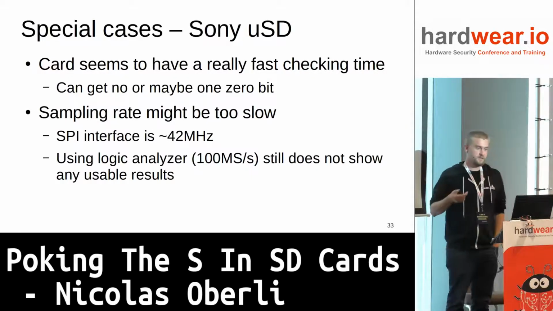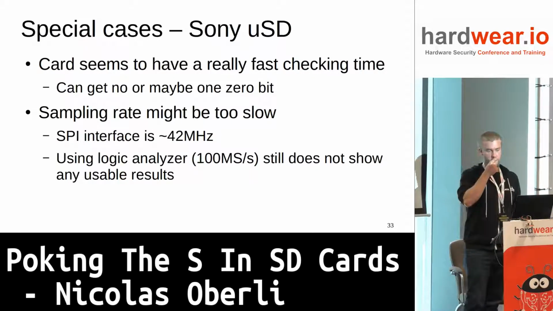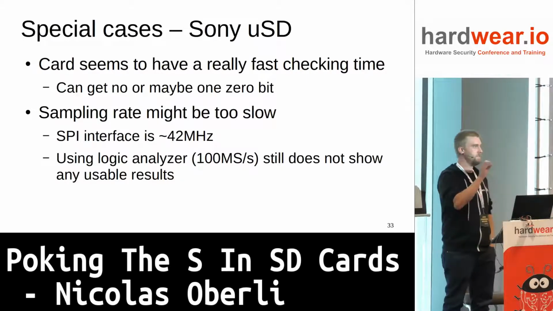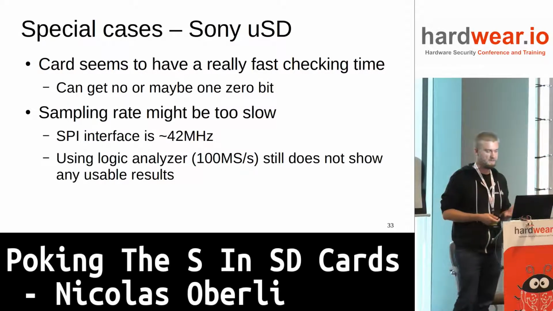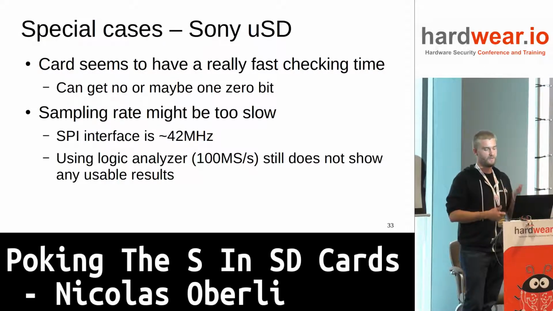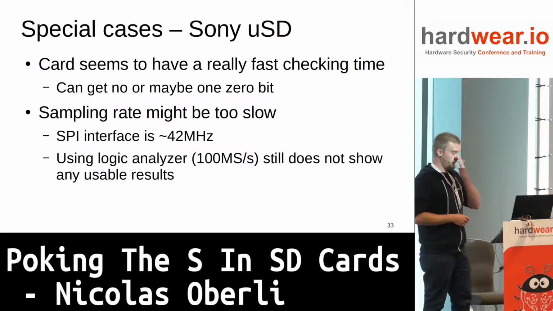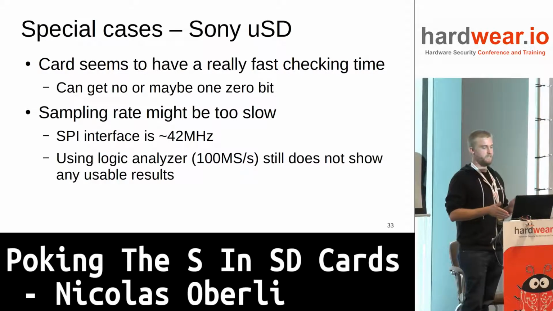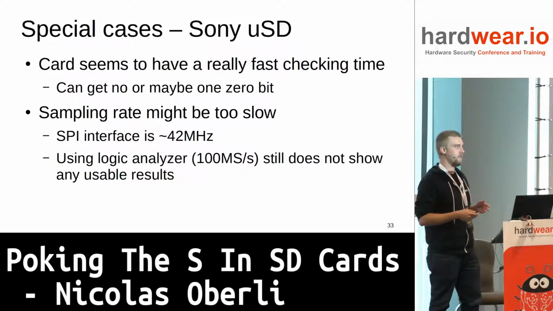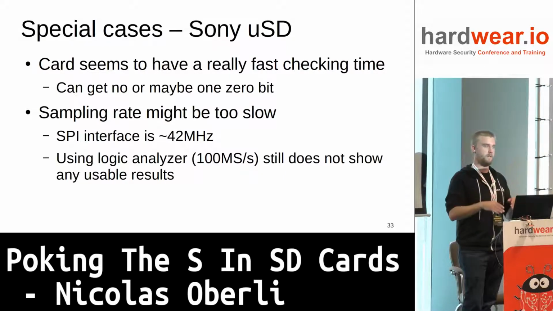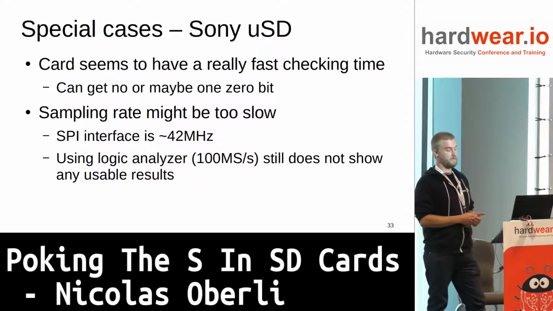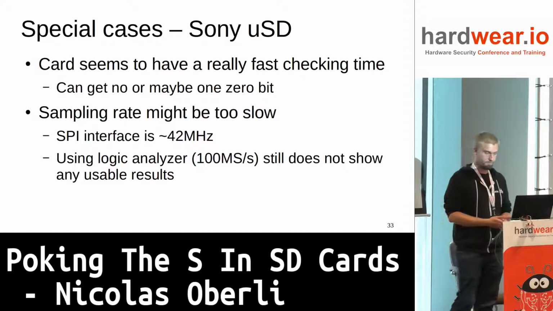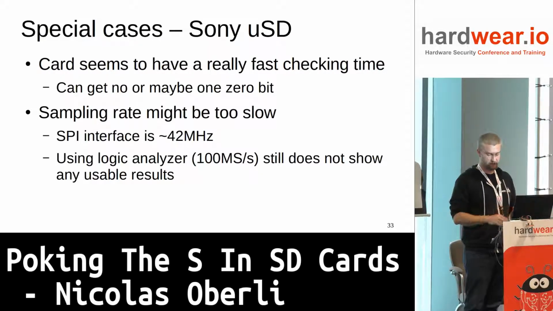Again, on a Sony micro SD card, I was not able to read any 0 bits. It was checking the password really fast. So I was thinking, well, maybe there's no vulnerability there. Then I started thinking, okay, I have my SPI interface, which basically pulls the lines at 42 megahertz. I also added a logic analyzer, so I can go as much as 100 million samples per second. And I still didn't have any results.